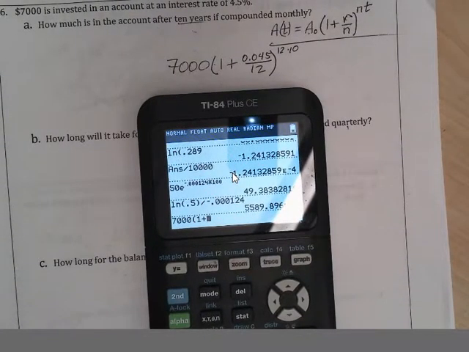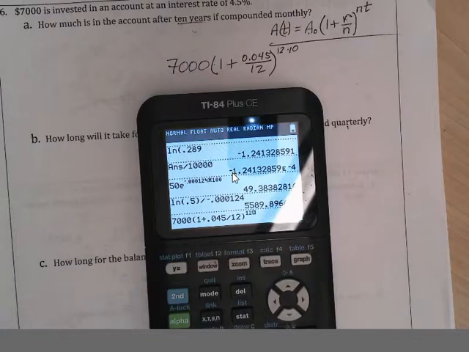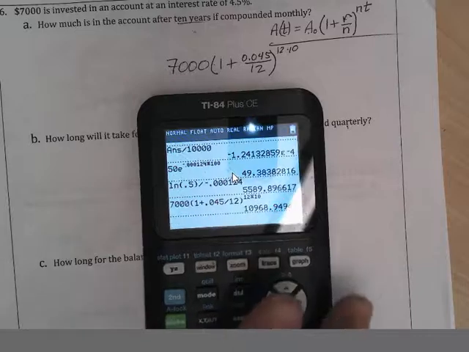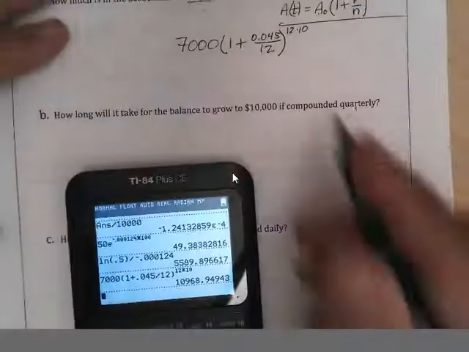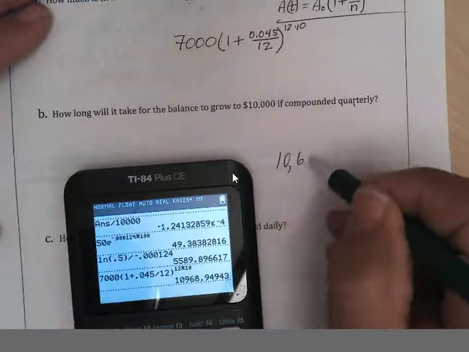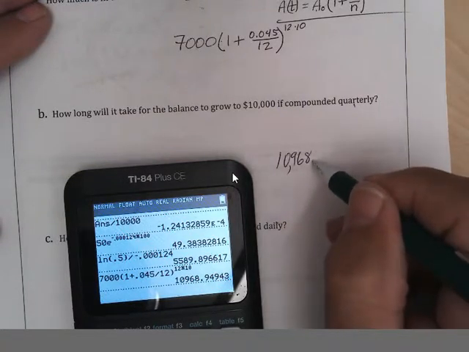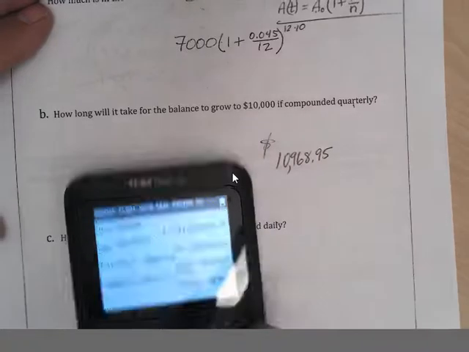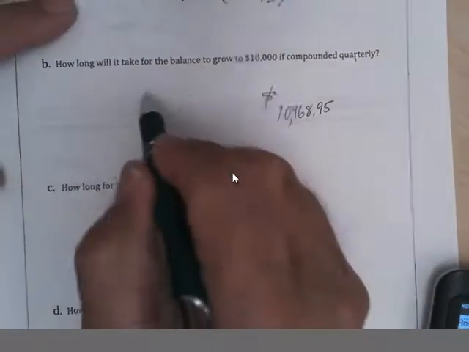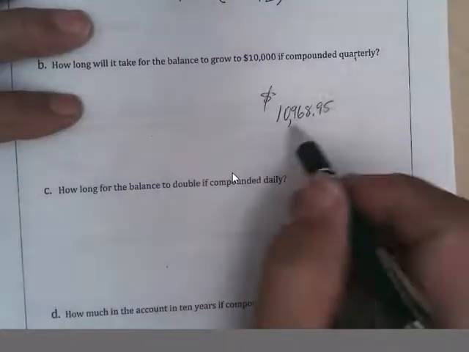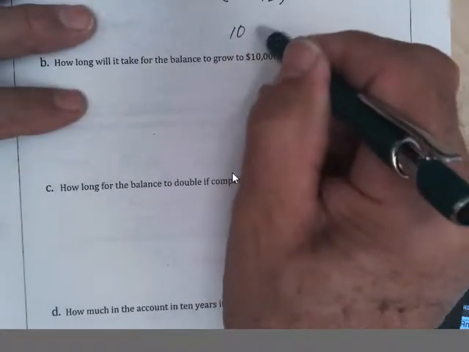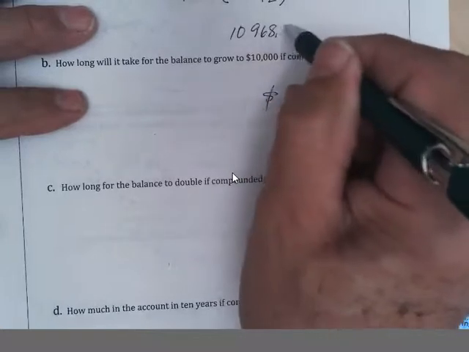So the amount that would be there is 7,000, parenthesis 1 plus 0.045 divided by monthly 12, close parenthesis, to the 12 times 10. And there would be $10,968.95. So that's this answer, $10,968.95.